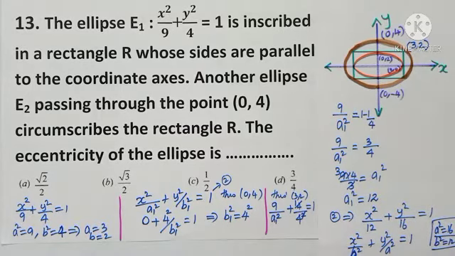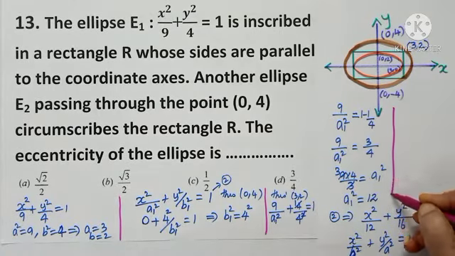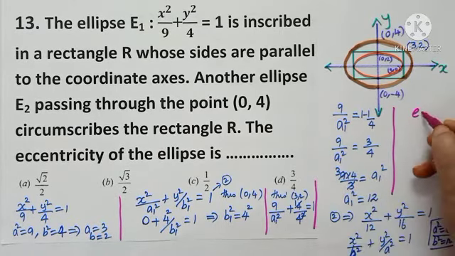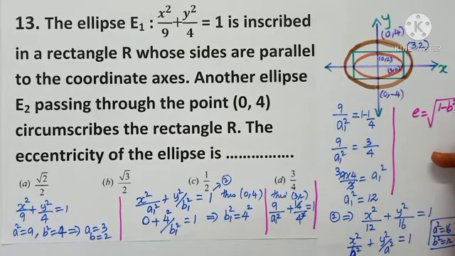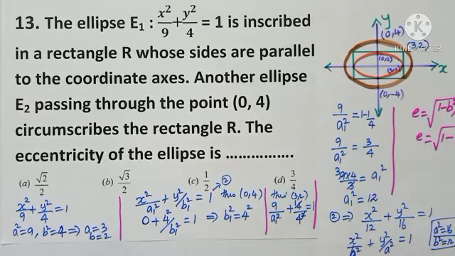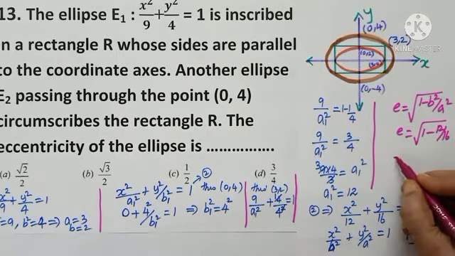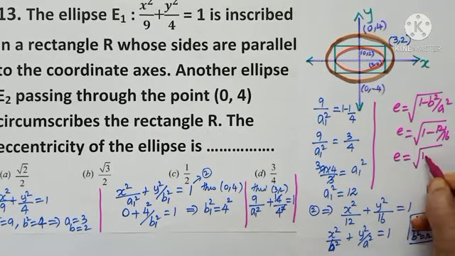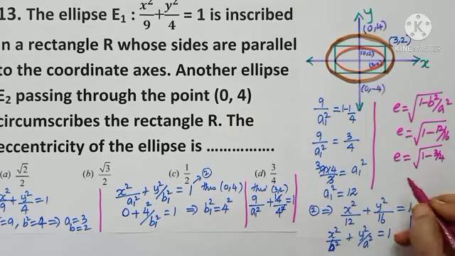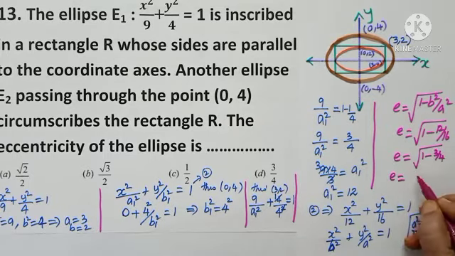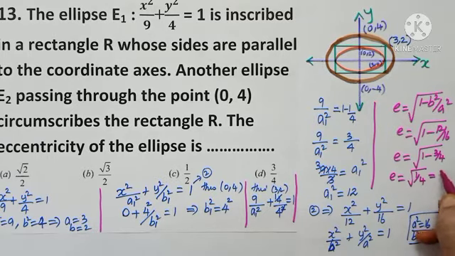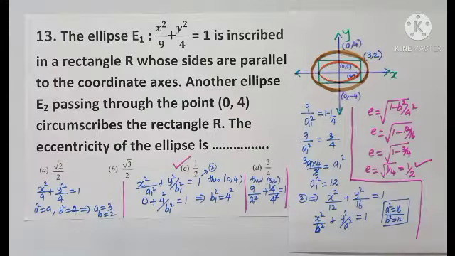As I know a square and b square, what is my question actually? To find out the e value. E is nothing but root of 1 minus b square by a square. 1 minus b square is 12, a square is 16. As I simplify, e equals root of 1 minus 3 fourths, or 4 minus 3 by 4, that is 1 by 4. The square root is 1 by 2. So the correct option is C.